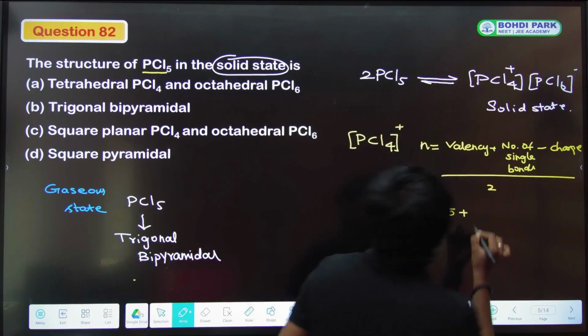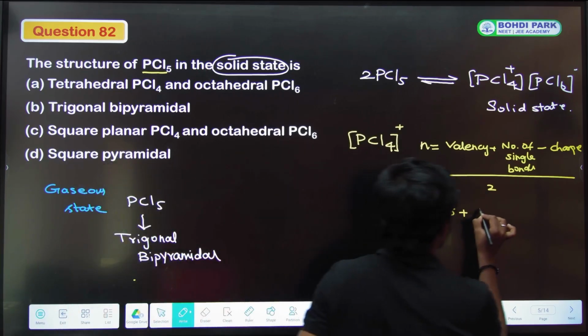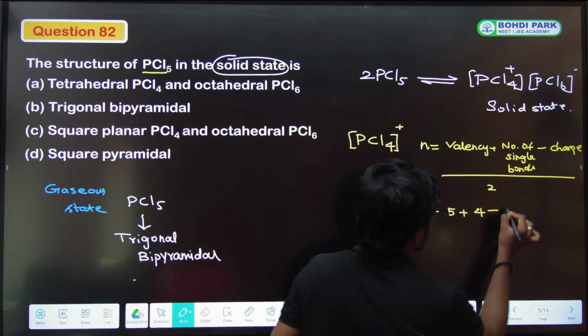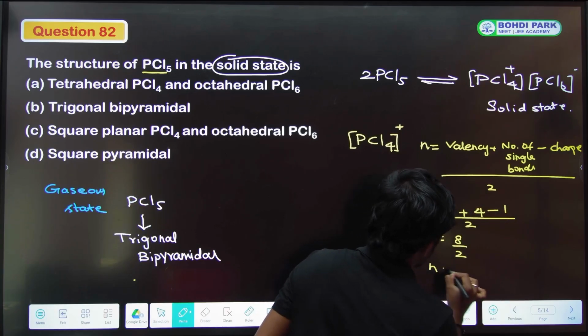5 plus 4 chlorines are there, plus 4, minus the charge, which is plus 1, so minus 1, divided by 2. So 8 by 2, the n value is equal to 4.